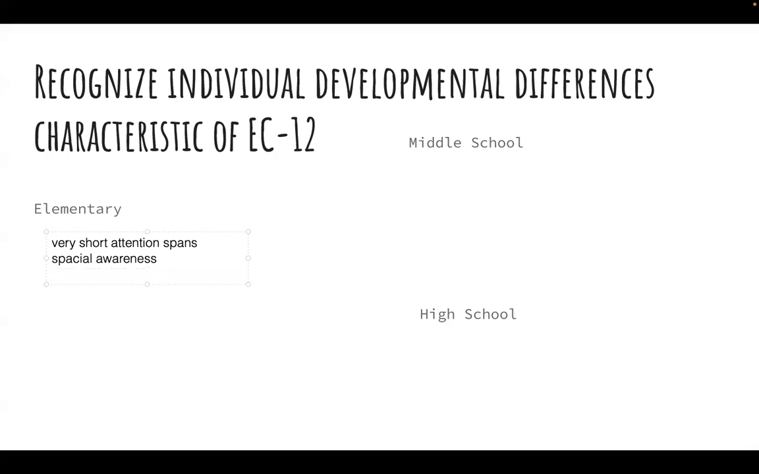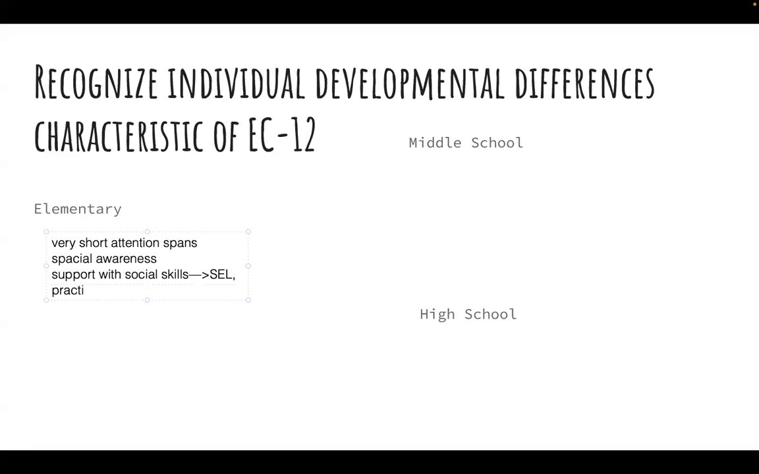What else is indicative of elementary students? Social skills. And what do they need? They lack social skills, right? So they need support with social skills. How do we support them with social skills? Via SEL, social emotional learning.